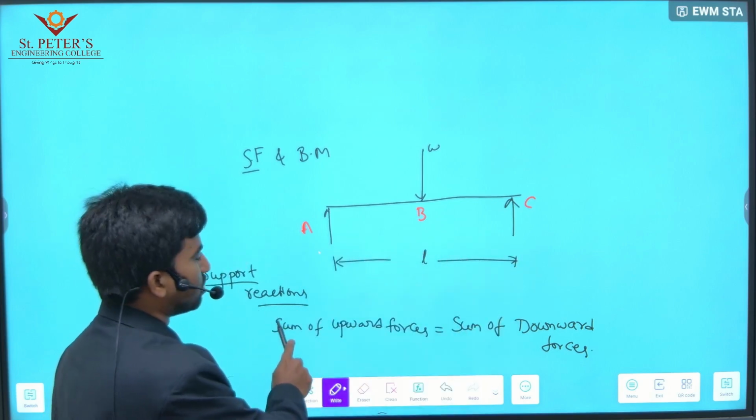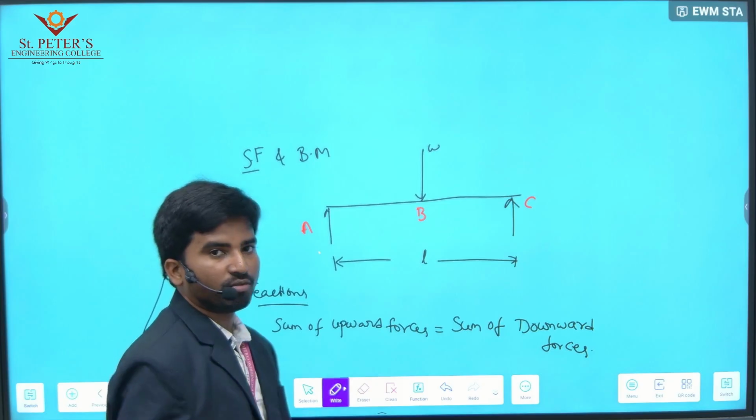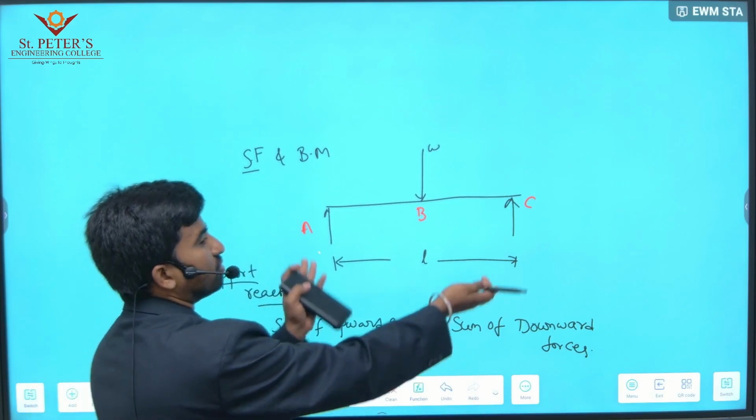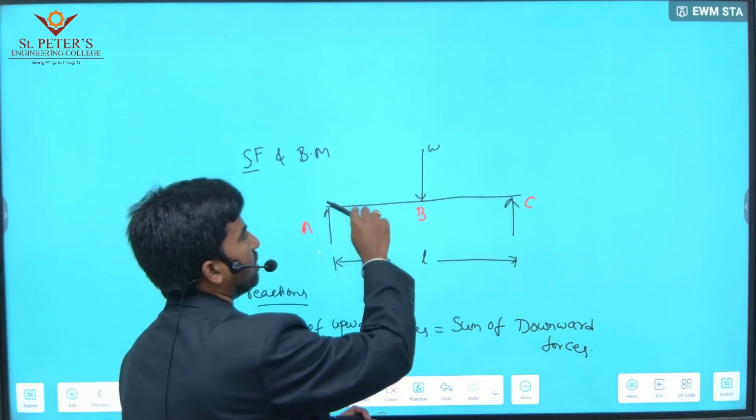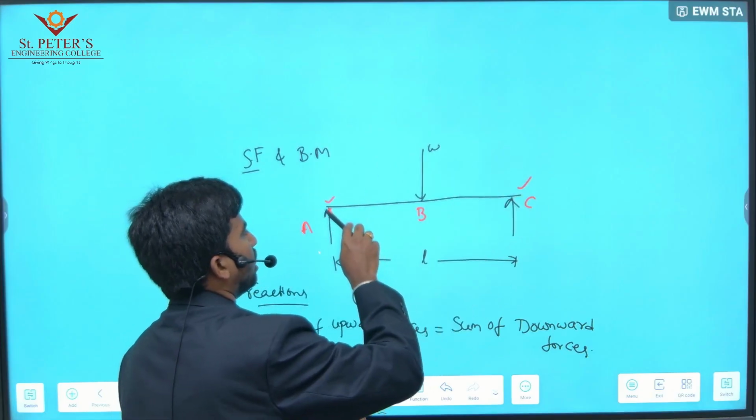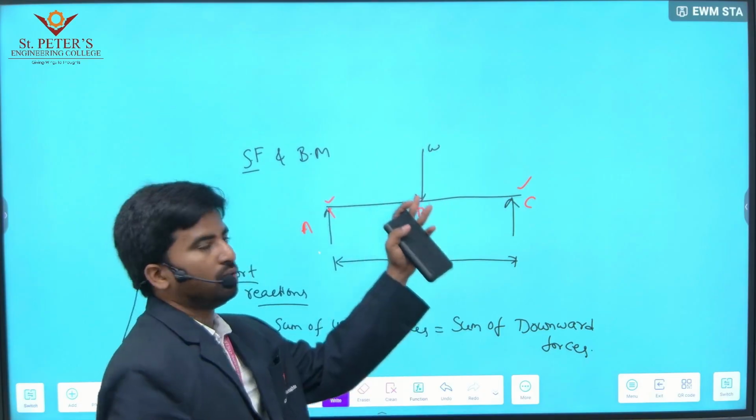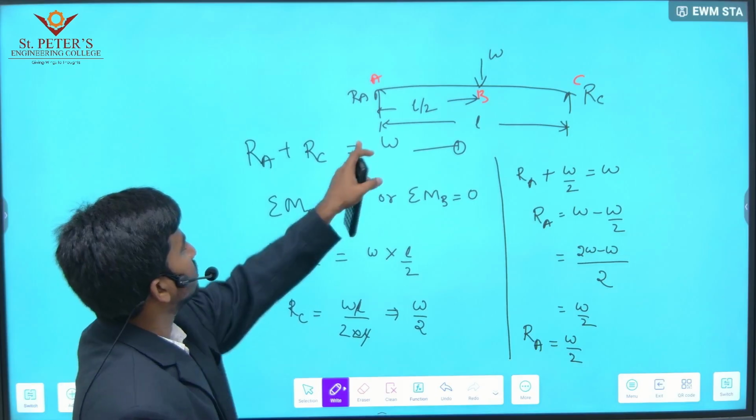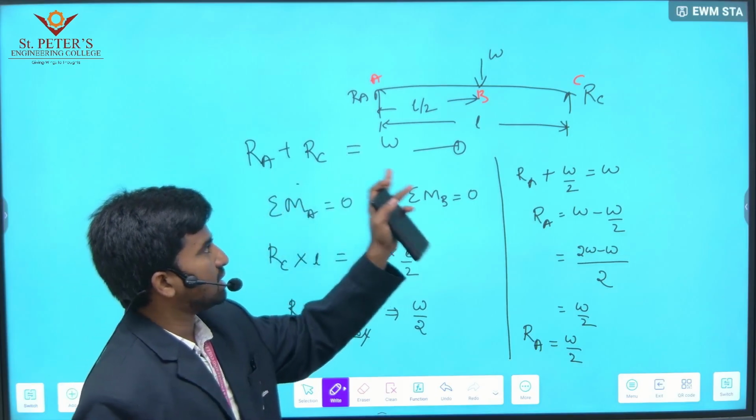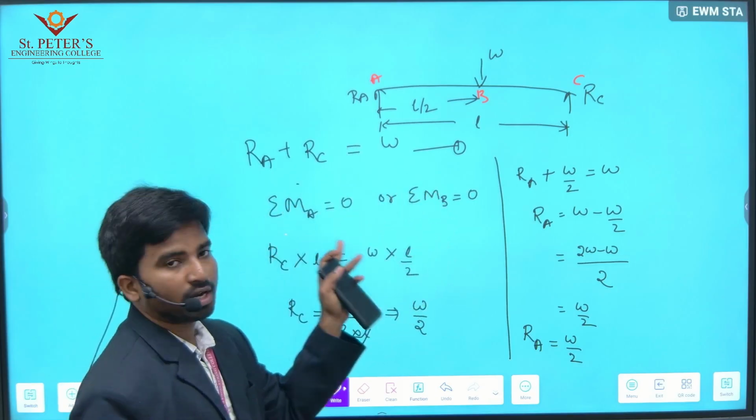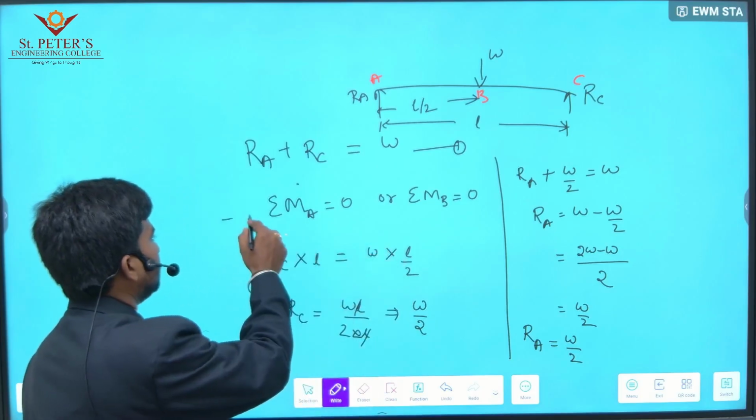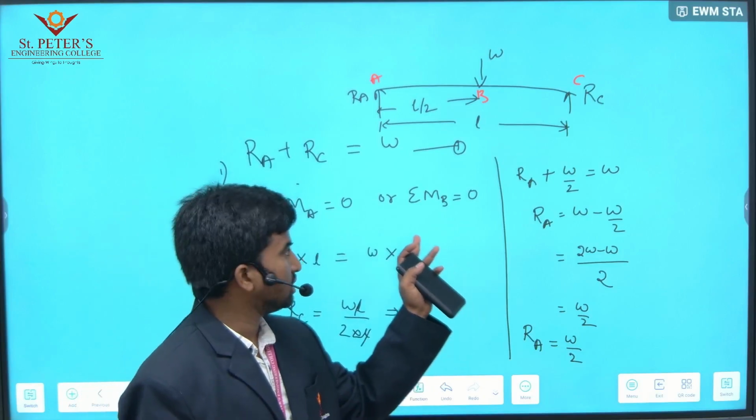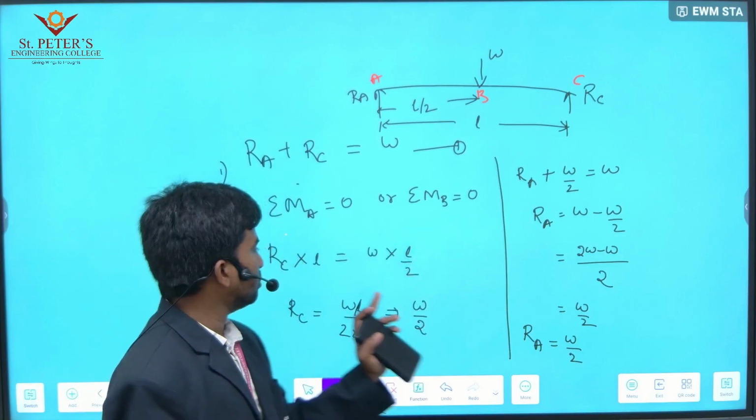For calculating support reactions, the procedure is: the sum of upward forces is equal to the sum of downward forces. The upward forces are RA and RC, moving in the upward direction. W is moving in the downward direction. So the sum of upward forces RA plus RC is equal to W. The second step, this is the first step, this is the second step: moment about A equal to 0, or considering moment about B equal to 0.